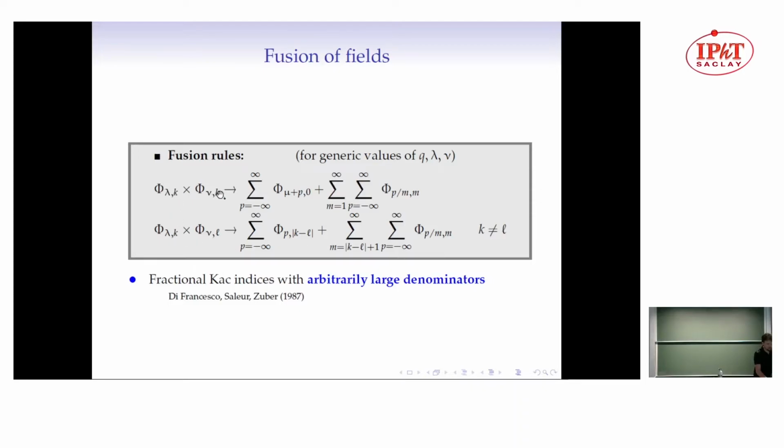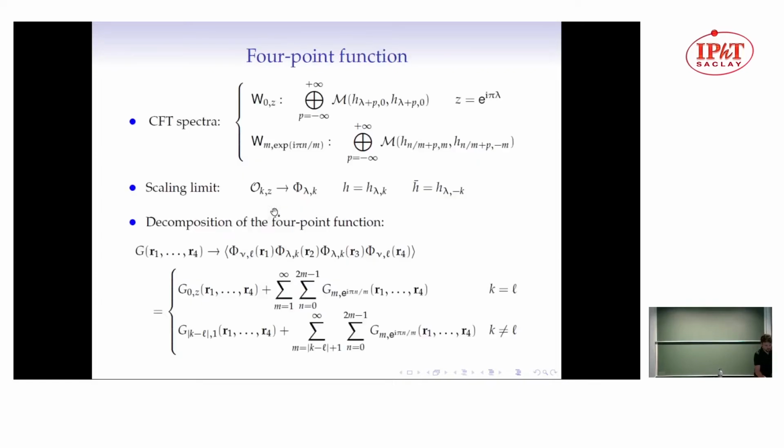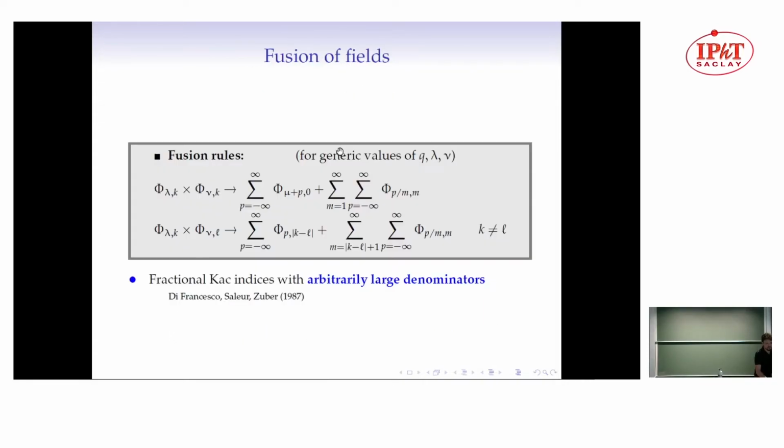So here you have a k and a k, and a k and an L. And so we find the first one is a single sum, right? So basically this came from this term where we inserted this sum here. So we have a single sum where p runs from minus infinity to plus infinity, and then a double sum. Okay, and likewise, if k is different from L, the only difference is that here we have a mu plus p or just a p, and then k minus L.